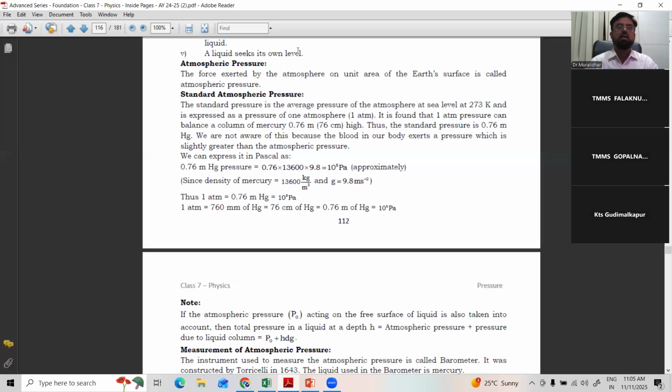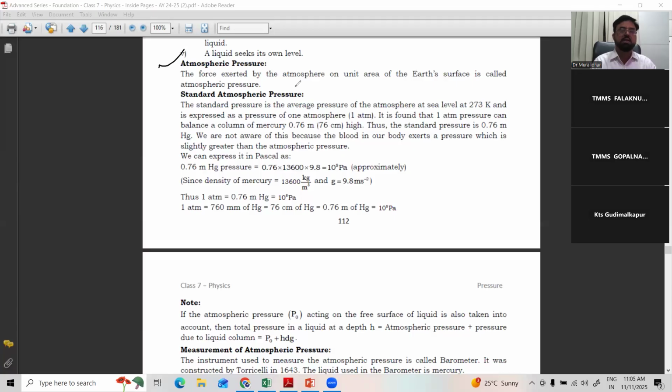Then we'll go for atmospheric pressure. Pressure in the atmosphere. You know, the atmosphere is nothing but a thick blanket of air surrounding the earth. Whatever you are seeing, whatever our surrounding is, everything is called atmosphere only. So it also exerts some pressure.